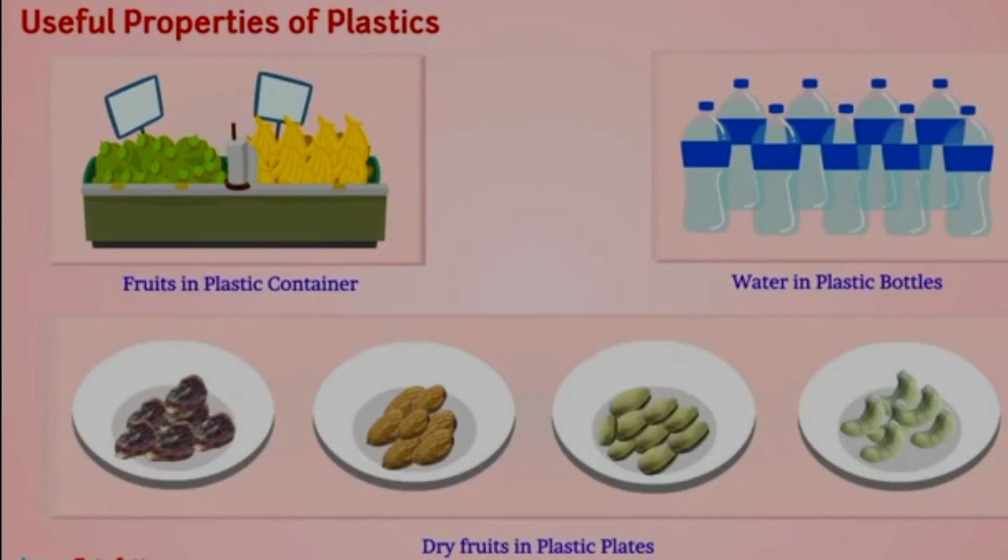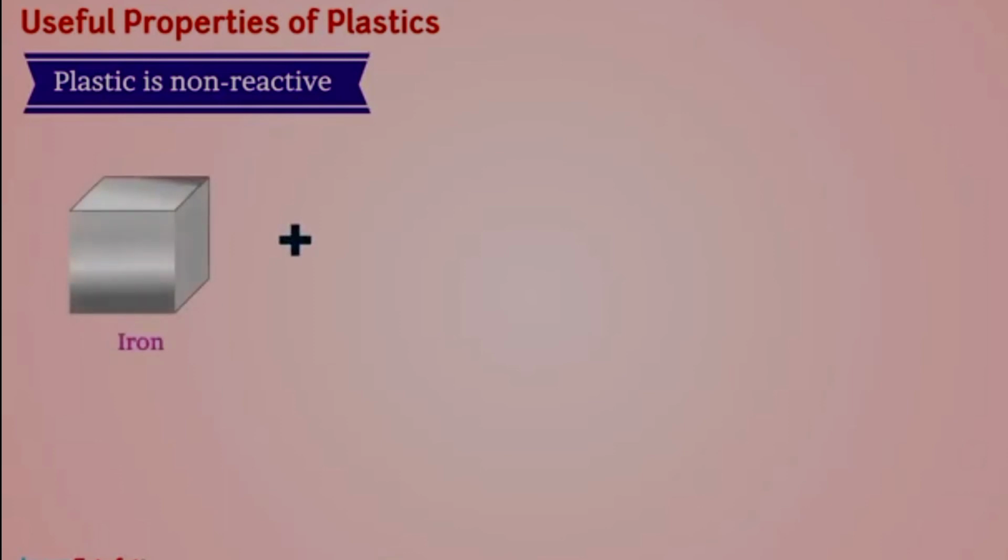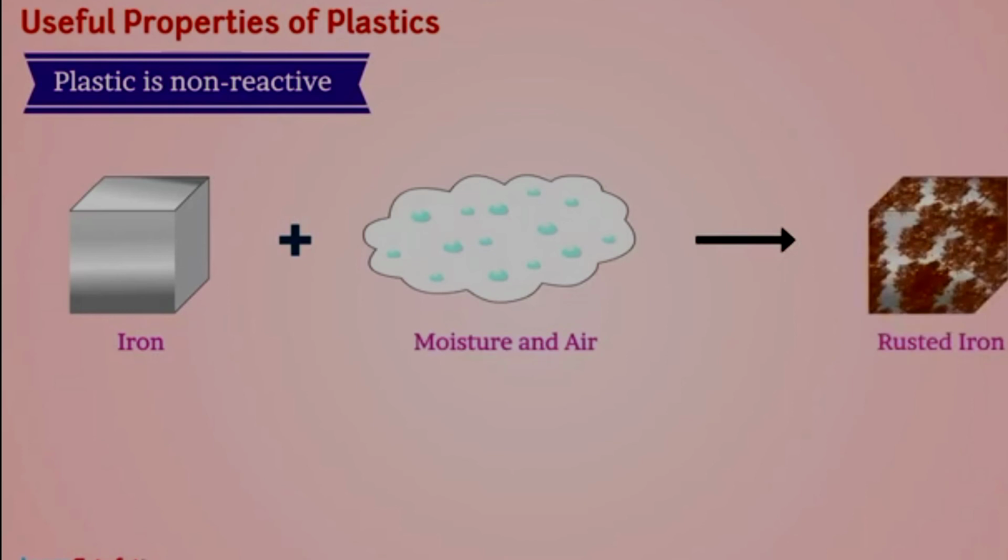In this video, we are going to learn about properties of plastics that make it suitable for a variety of purposes. The very first is, plastic is non-reactive. Iron, if exposed to moisture and air, undergoes rusting. It is because iron reacts with water and air.